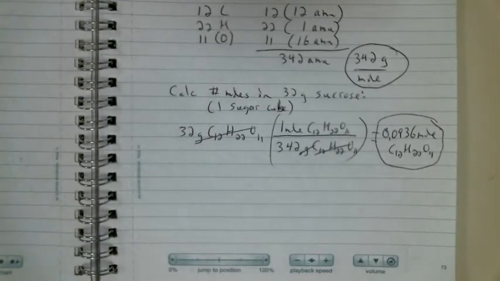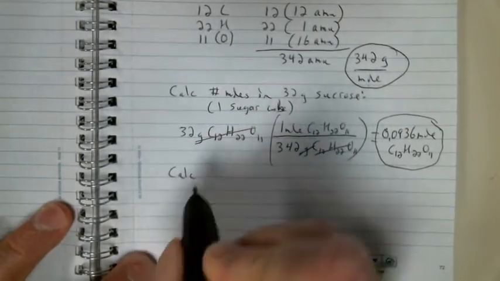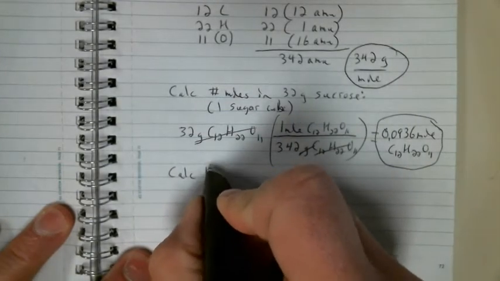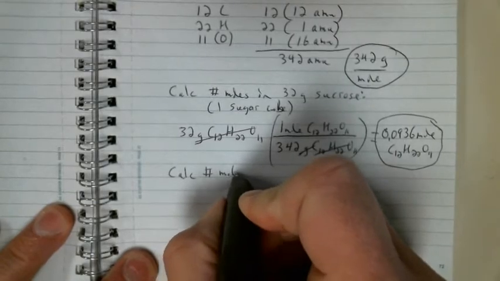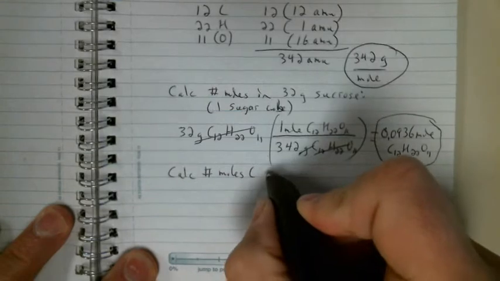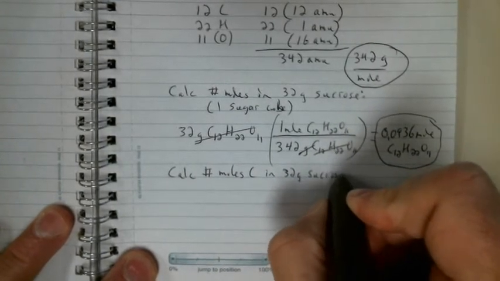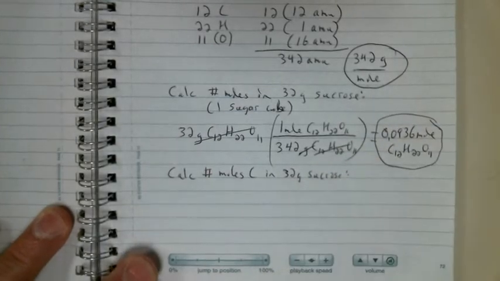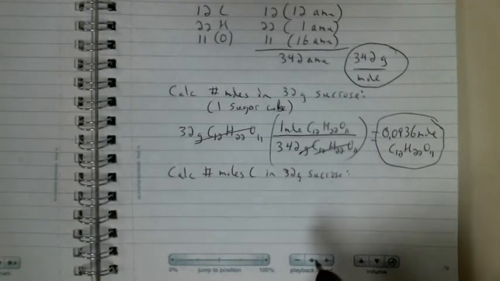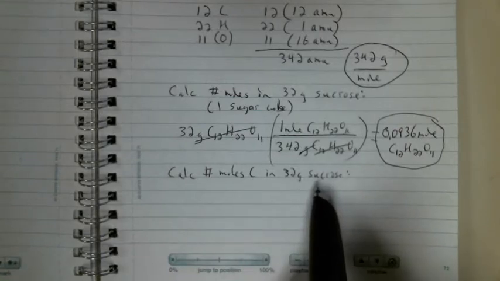What about if we were asked to calculate the number of moles of carbon? So how many moles of carbon are in this sugar cube, 32 grams of sucrose? Okay, so that's the next example. Well, how can I do that? How can I get moles of carbon in 32 grams?